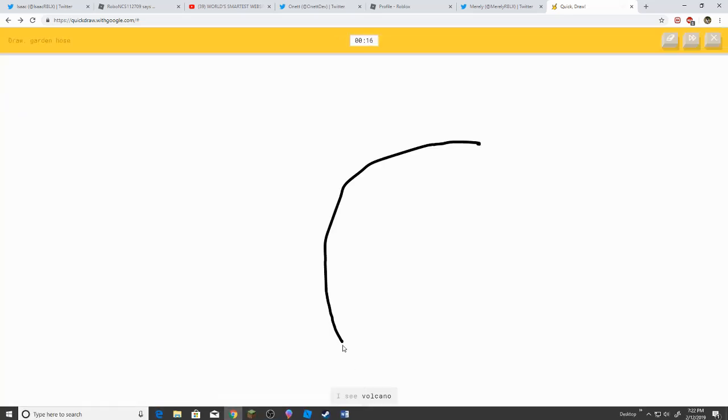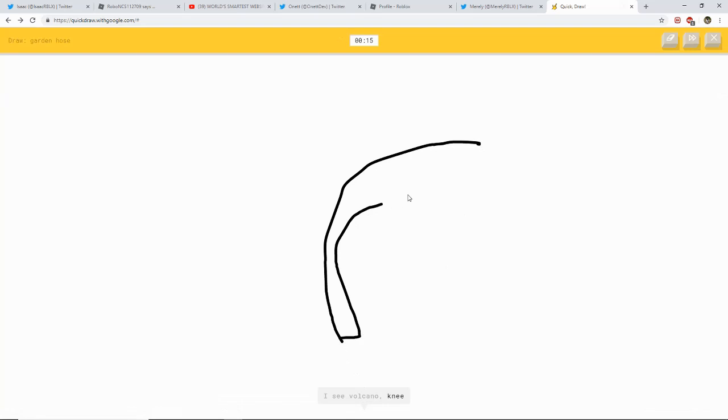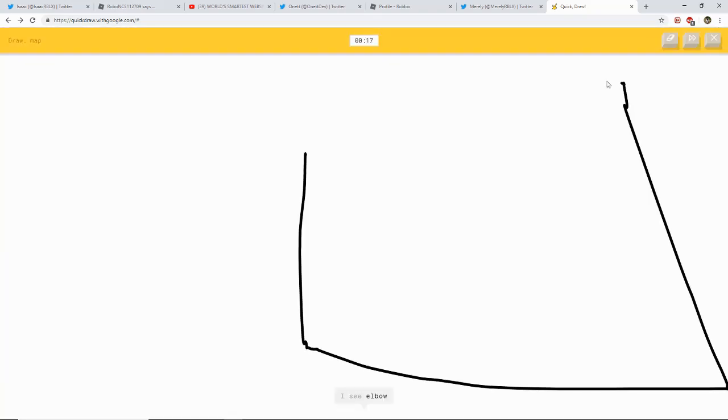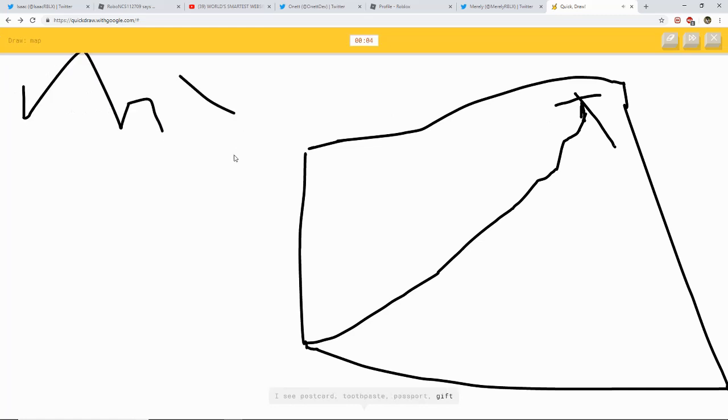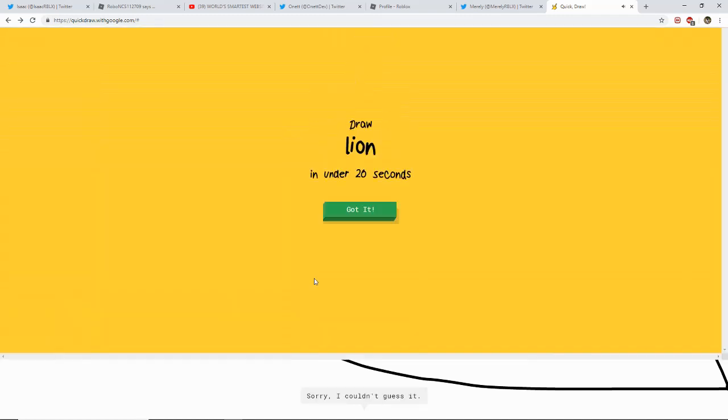I see volcano. Or knee. Or boomerang. Or river. Oh, I know, it's garden hose. I just drew it. I see elbow. Or triangle. Or square. Or envelope. I see postcard. Or toothpaste. Or passport. Or gift. I see notebook. Or cooler. Sorry, I couldn't guess it.